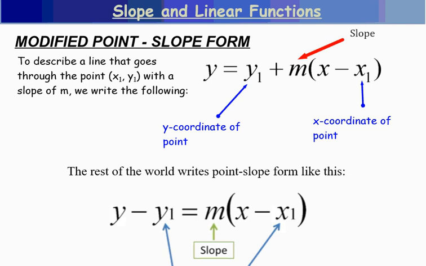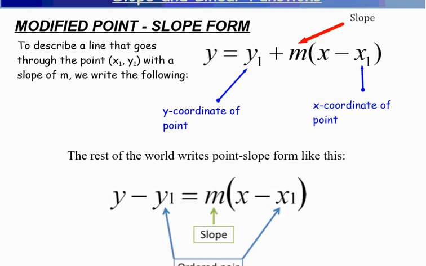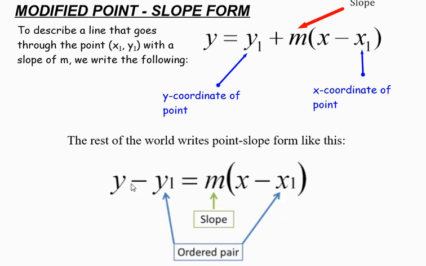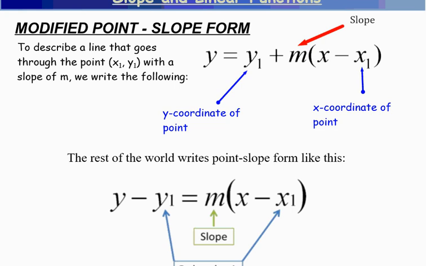What we just did is we wrote an equation in what's called point slope form. It's actually a modified point slope form, because the rest of the world writes point slope form with y minus y1. What we just did is solve for y. We have our y coordinate on the other side. So to write an equation for a line, if you're given a point and the slope, the rate of change, you do it in the following way.